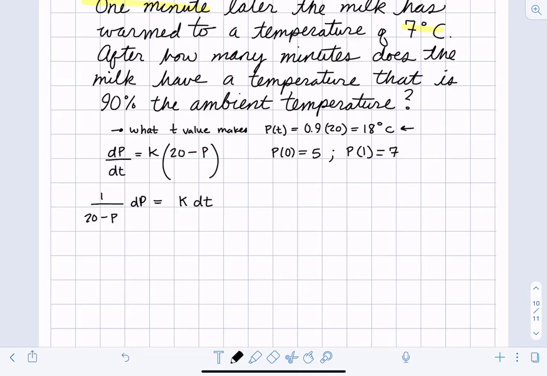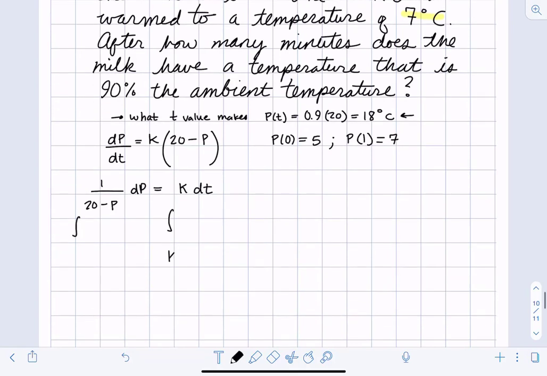And then we can integrate both sides. So we get kt plus our integration constant. Very important to remember that. Okay, a lot of people always ask me, is it necessary? Absolutely, definitely is. Okay, and then we get on this side negative ln of 20 minus p.